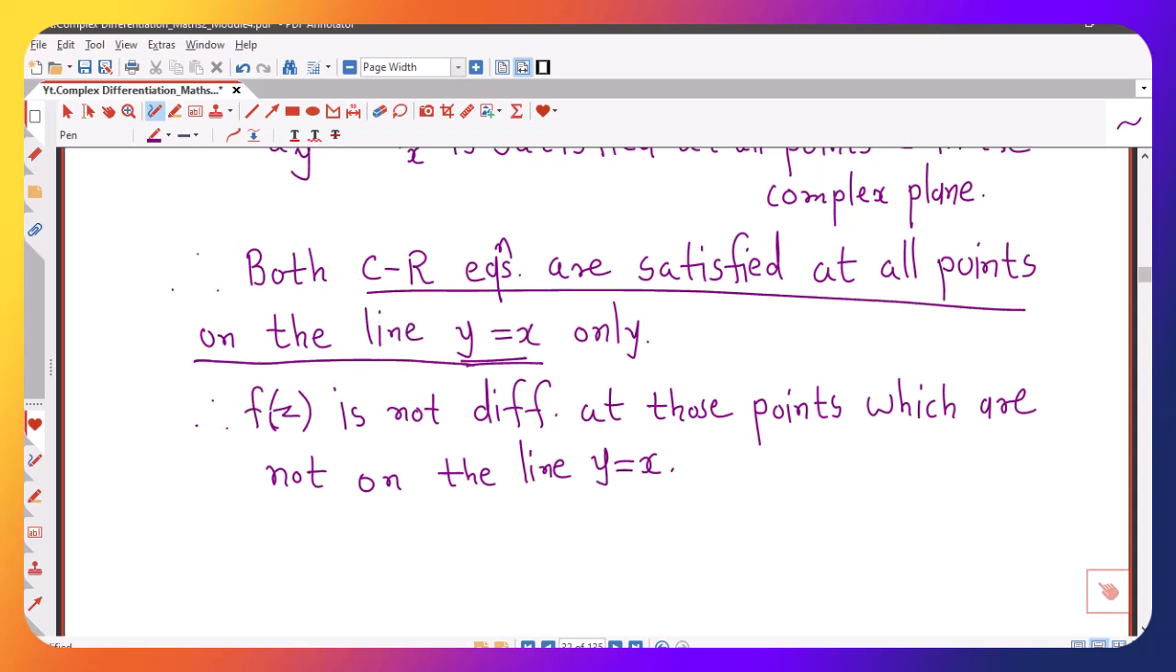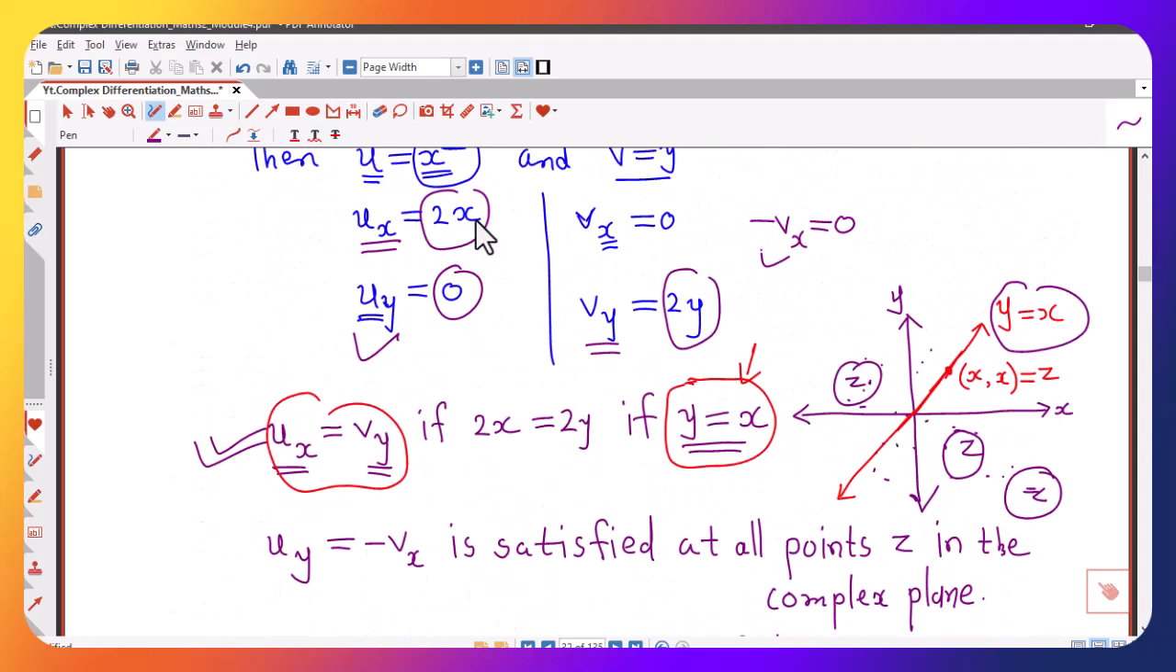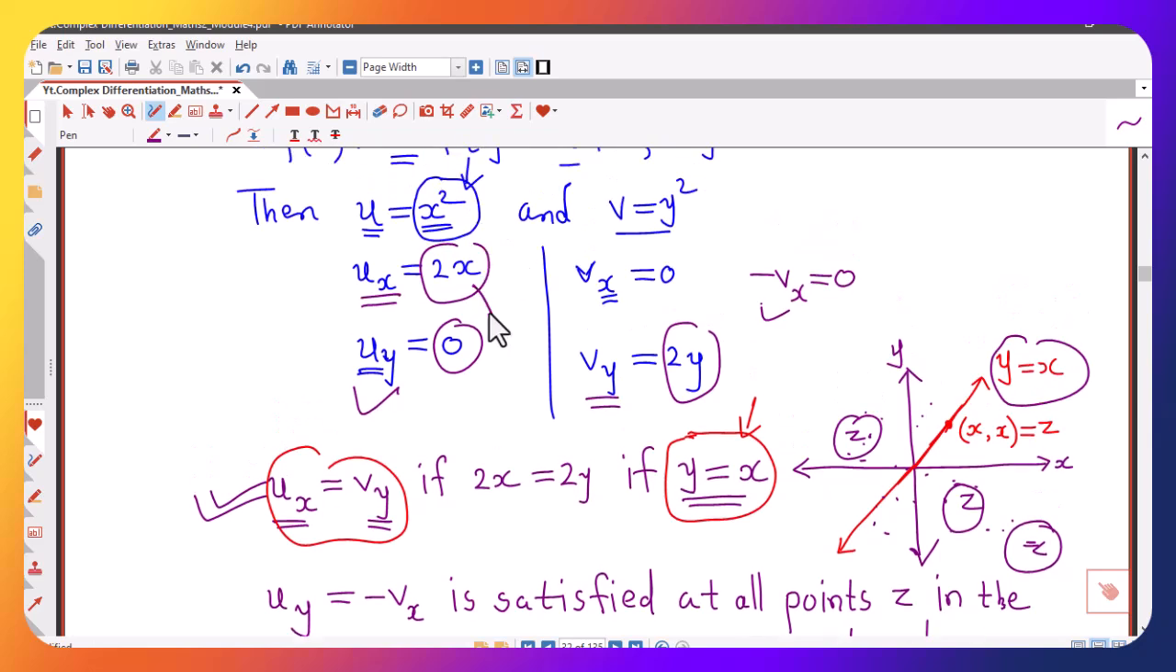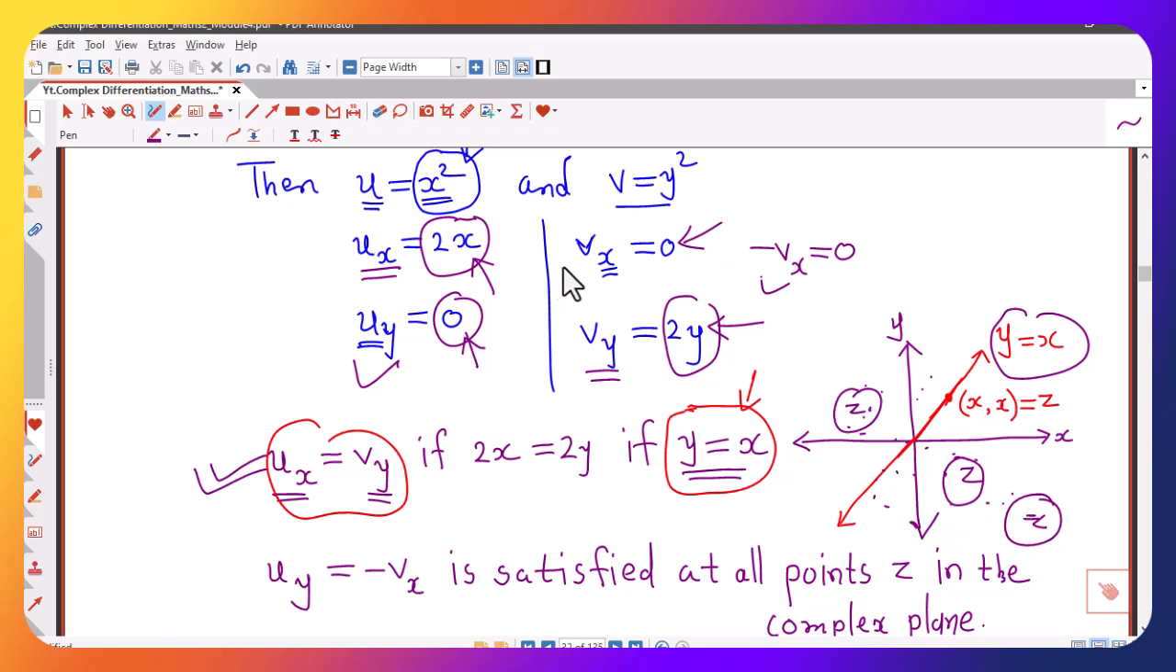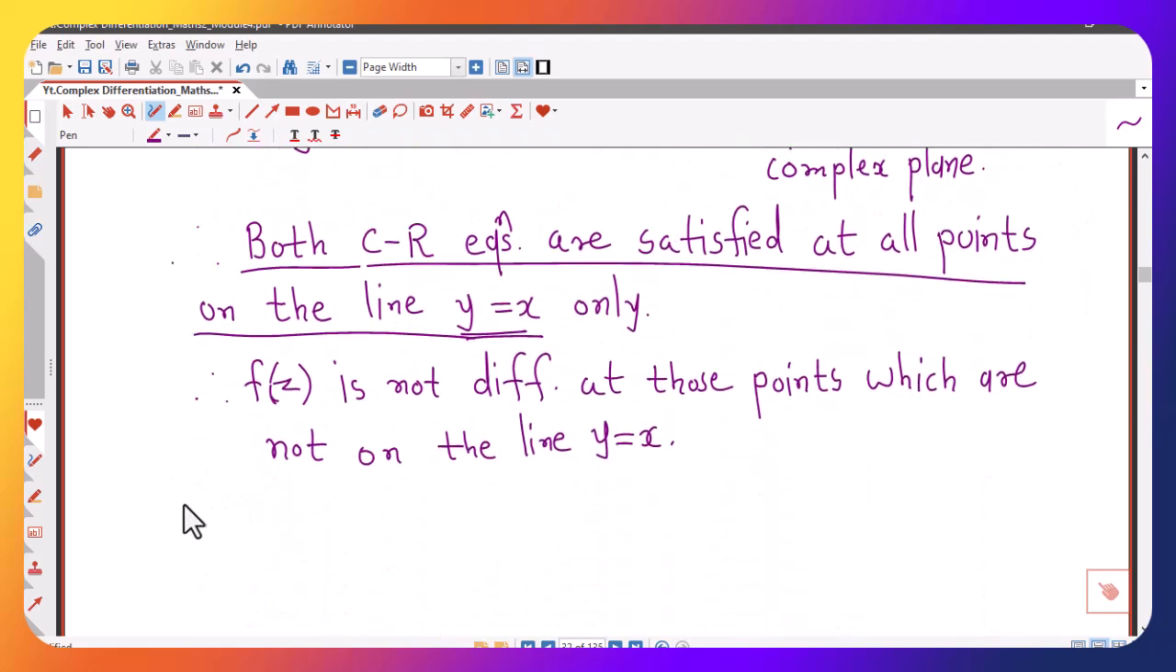We have to check another condition also for differentiability. One condition for differentiability is satisfaction of the Cauchy-Riemann equations, and another condition is continuity of first order partial derivatives at those points. So we can see that these functions are polynomials and constant functions, and we know that polynomial functions or constant functions are continuous at every point in the complex plane. Therefore, all these first order partial derivatives are continuous at all points on the line y equal to x also. So we have to just mention it, but we should check.